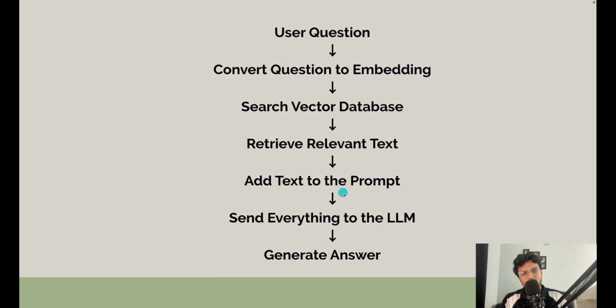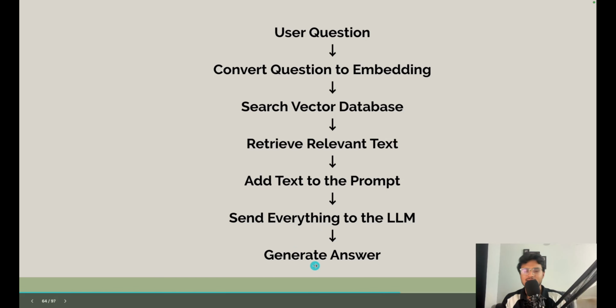What is a prompt and what is prompt engineering, we are going to see in the next video, but you can just think of a prompt as some instruction in any natural language. It can be English or anything. So we add the text to the prompt, send everything to the LLM, and it generates the answer. This is the simplest RAG. Okay, nothing else. There are a lot of things in RAG, but this is how the basic RAG looks like.